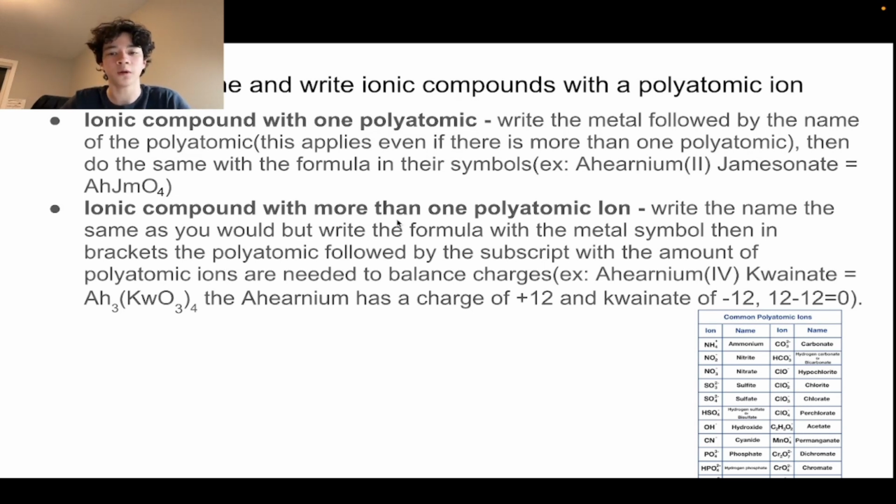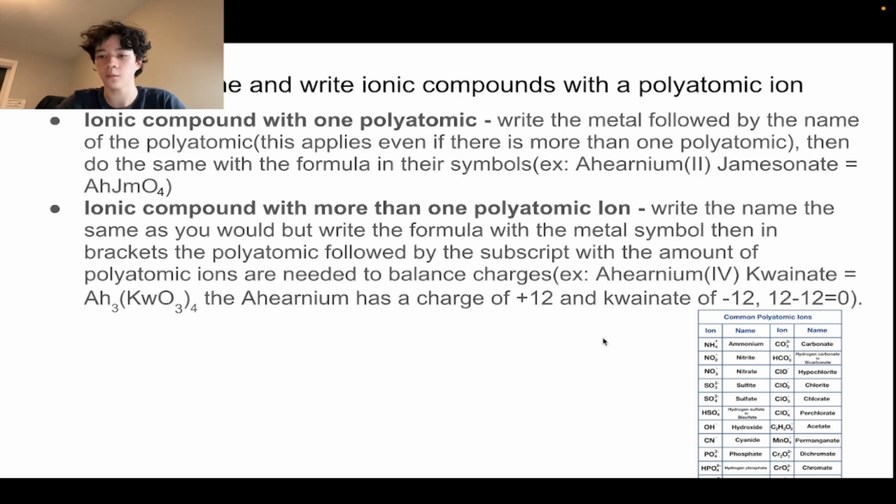But now, if there's multiple, this is where it gets pretty complicated, so bear with me a little bit here. For the name, it's the same thing as I said before, but for the formula, you want to take the metal and then put the polyatomic in brackets. So bracket, polyatomic, end bracket, and then the subscript, with the amount of polyatomics needed to balance charges. Down here you can kind of see it.